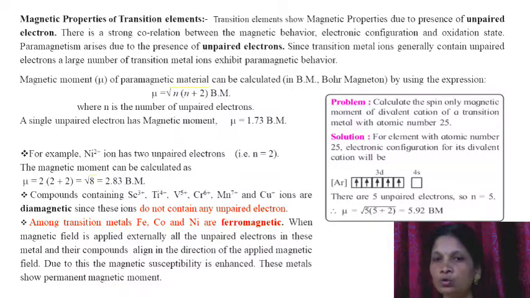It is 5. So now taking the formula mu = √(n(n+2)), that becomes the square root of 5 into 5 plus 2, which is equal to 5.92 BM. So this is how we can calculate the spin only magnetic moment of the divalent cation of a transition metal.